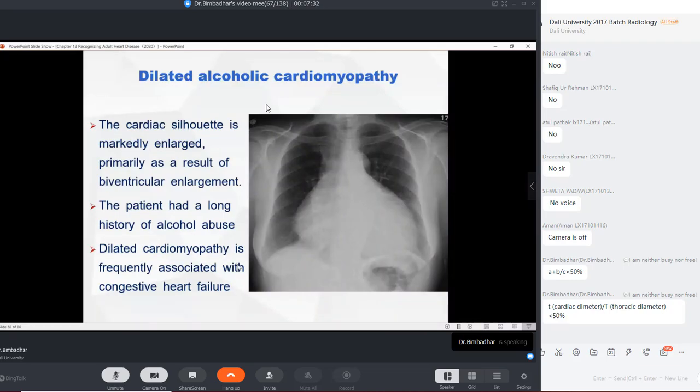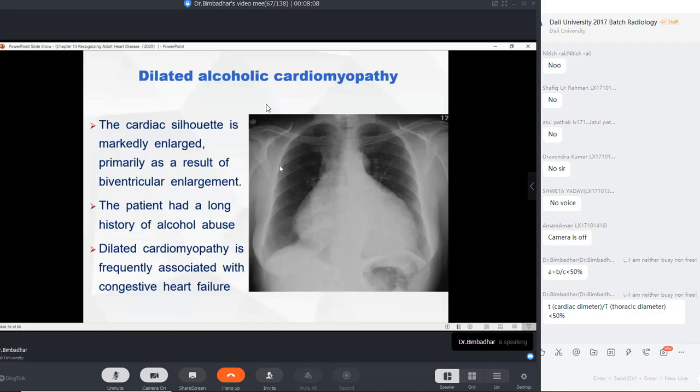Okay, so dilated cardiomyopathy. You can see here, by just visual inspection itself, I can say that the cardiac size is increased. But can you say it is only right-sided heart or left-sided heart? No, I cannot differentiate it that way. The heart as a whole is enlarged. So it is generally happening because of primary biventricular enlargement, which causes dilated cardiomyopathy.